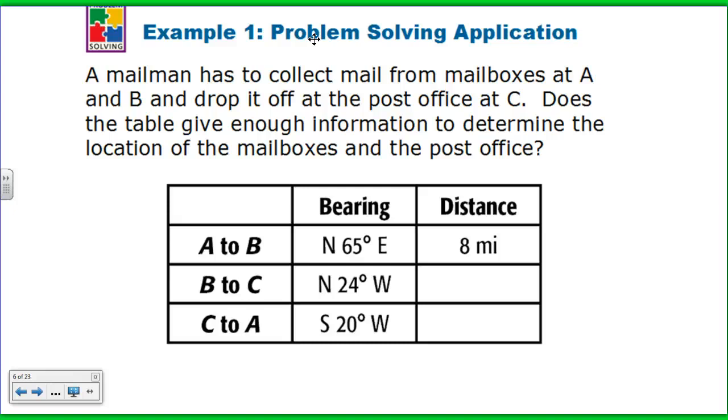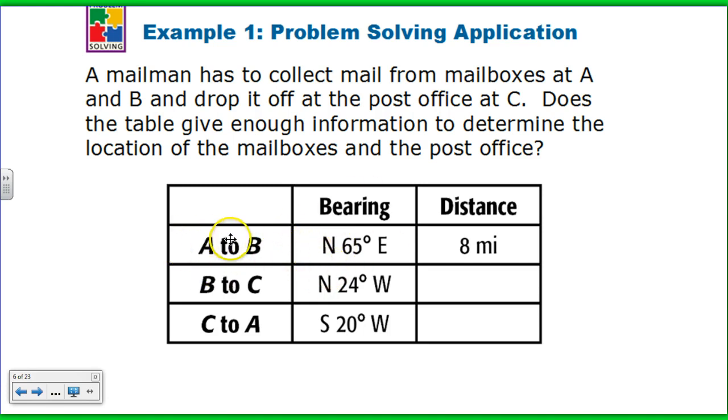Let's think about this problem. We're going to have to draw a picture here. A mailman has to collect mail from mailboxes at 3 points, actually 2 points, A and B, and drop it off at the post office at C. Does the table give enough information to determine the location of the mailboxes and the post office? Okay, so we have three directions given, bearings given, I guess, and so we can form angles.